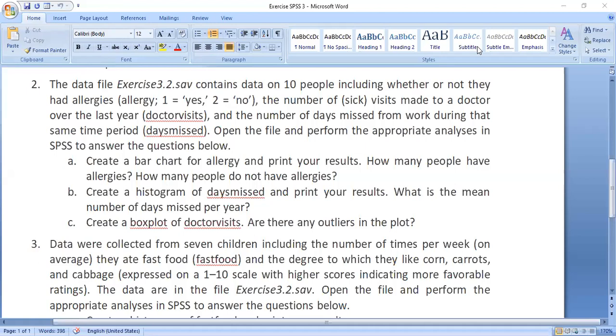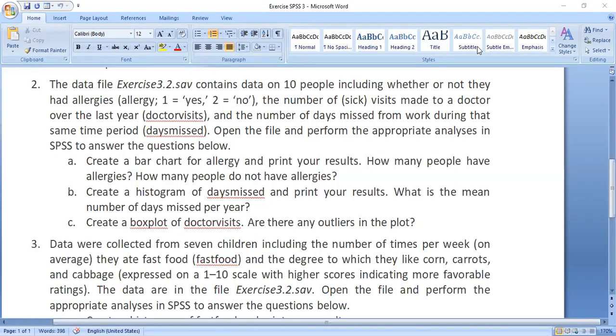Question 2 first. The data file exercise 3.2.sav contains data on 10 people, including whether or not they had allergies, where allergy 1 is yes and 2 is no, the number of visits made to a doctor over the last year, the variable name being doctor visits, and the number of days missed from work during the same period. So days missed is the name of the variable.